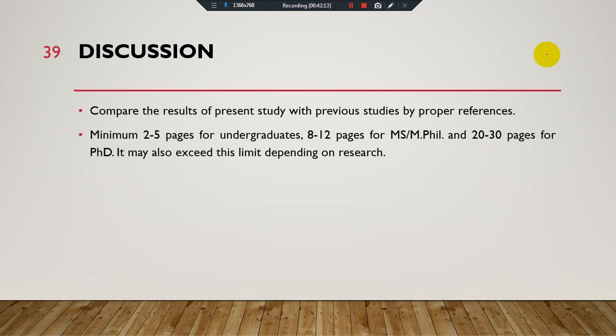For the discussion part, for an undergraduate, BS or MSc student, you have to provide the discussion in 2 to 5 pages, and for an MPhil or MS student you have to provide the discussion in 8 to 12 pages, and not less than that will be acceptable. And for the PhD student you have to provide the discussion in 20 to 30 pages. This is the threshold point which we are mentioning for the discussion section, so you can increase it depending upon the issues which you are studying.